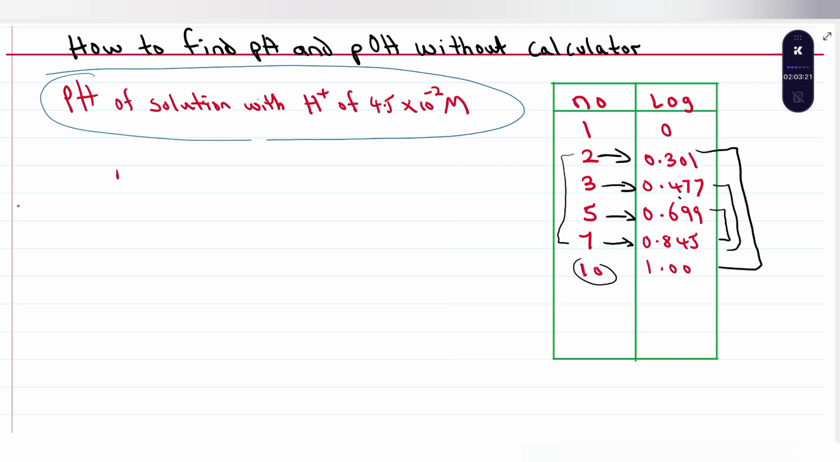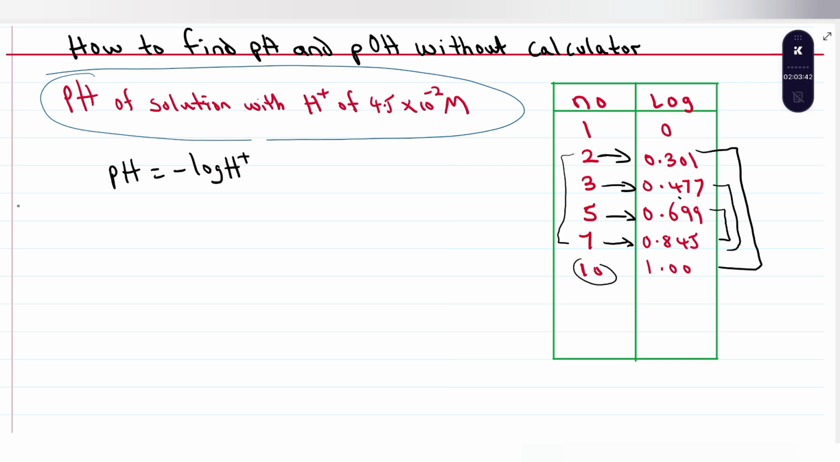So we have pH. Probably I would like you to pause this video and give this question a try before I actually solve it. Give this question a try based on what I just taught you guys. So I hope you paused the video and tried it, and now you want to look at the way I will solve it. Now we have our pH equals minus log.